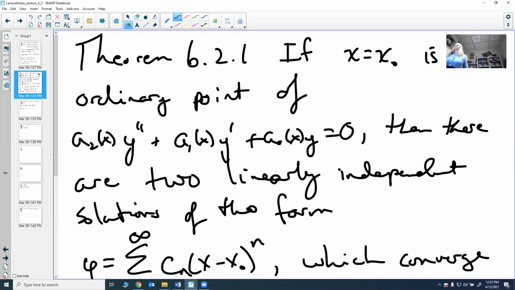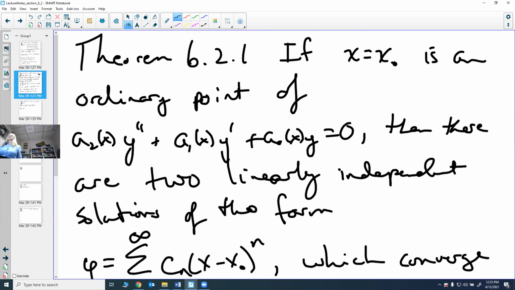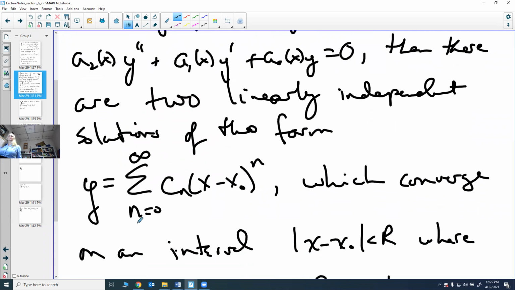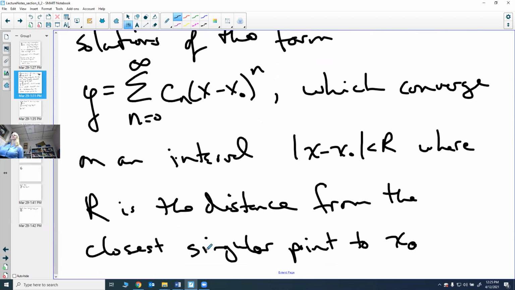This theorem says if x equals x0 is an ordinary point of this differential equation, a2 of x y double prime plus a1 of x y prime plus a0 of x times y equals 0, then there are two linearly independent solutions of the form y equals the summation from n equals 0 to infinity of cn times (x minus x0) to the n, which converges on some interval |x minus x0| less than r, where r is the distance from the closest singular point to x0.